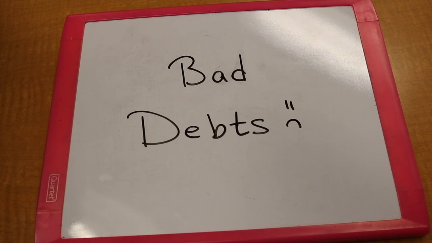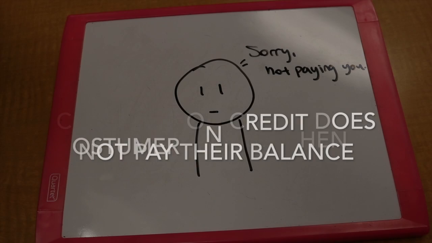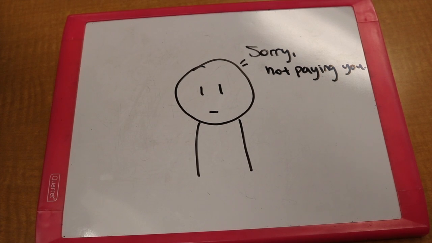Today we'll talk about bad debts. Bad debts occur when a customer on credit does not pay their balance. It's like the one friend that borrowed money one time but always forgot to pay it back. After a long period of time, businesses may choose to write off bad debt in order to claim the tax benefit instead of waiting on the customer who is not likely to pay them back.